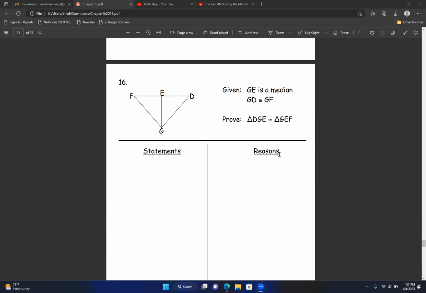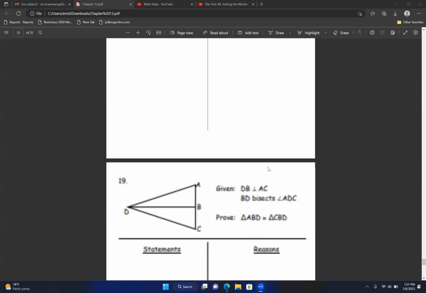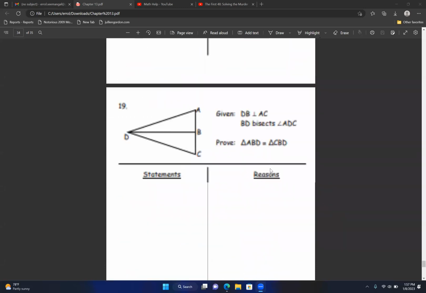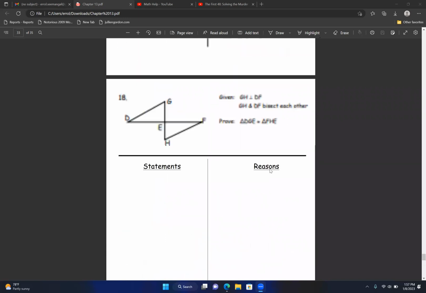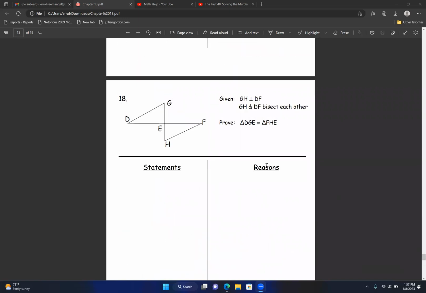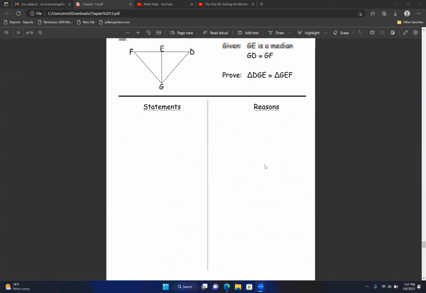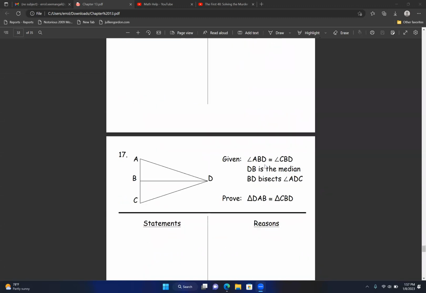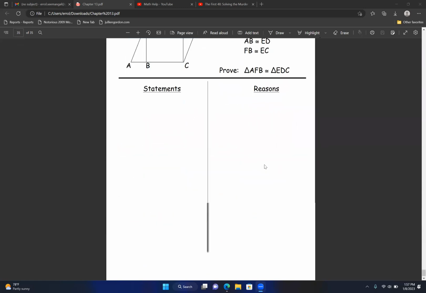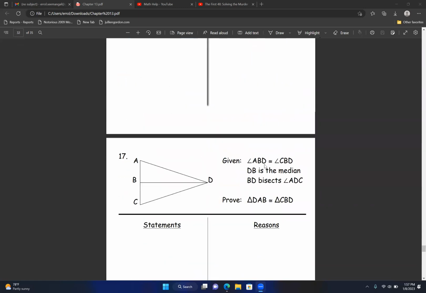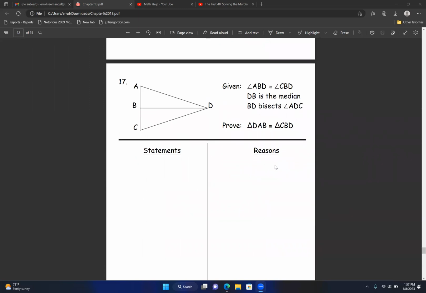Okay, so that was 16. So 17, 18, 19, 20. Do those last four either this week, or try those on your own maybe tonight or tomorrow. We finished 16, right? 17, 18, 19, 20. Try those four on your own, okay? We'll just talk about it quickly.